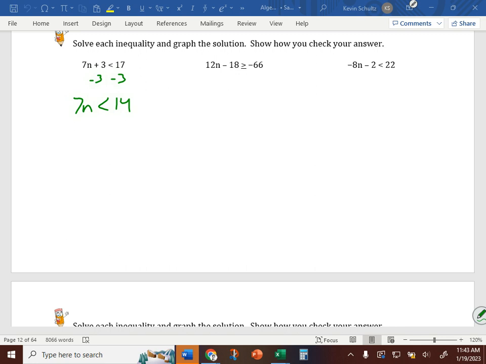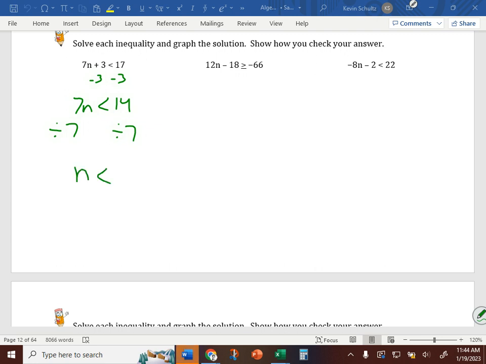Why negative 7? Because what is 7 divided by negative 7 equal? Negative 1. Do we want negative 1n by itself? No, we want n by itself, right? So whatever number we're multiplying this n by is the number we're going to divide by. Since it's a positive 7, we're going to be dividing by a positive 7, because that will give us positive 1n, or just 1n.